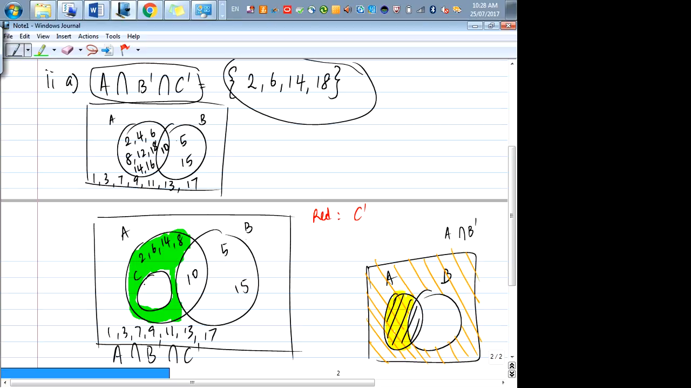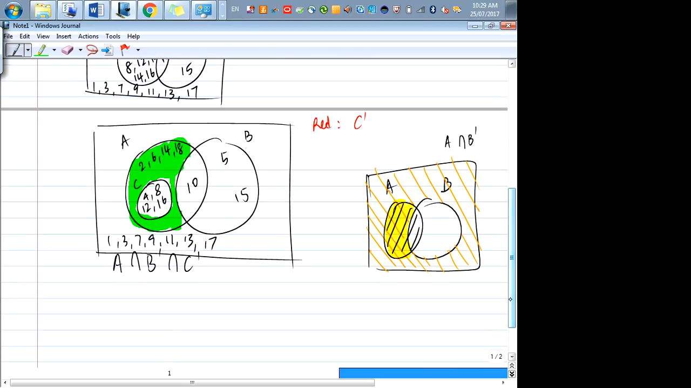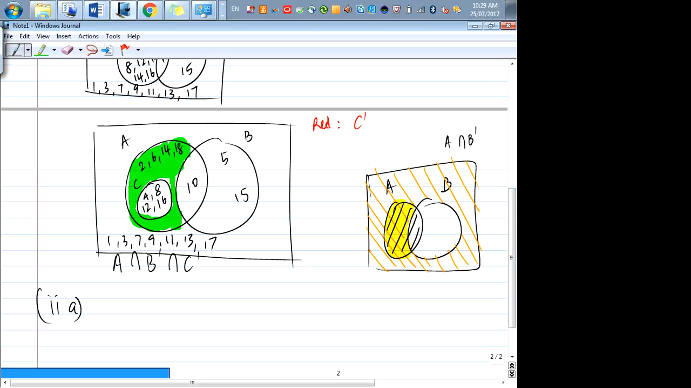So we have 4. Oh, sorry, this is 18. 4, 8, what else? 10 is already inside between A and B. What else do we have? 12. And 16. Okay? So the answer for this question, this is part of the question, so the answer for part 2, part A is elements are 4, 8, 12, and 16. Okay?